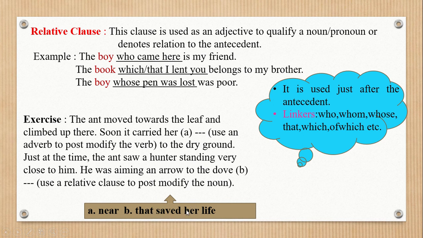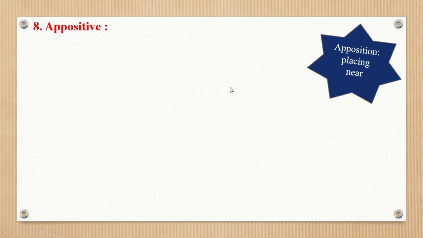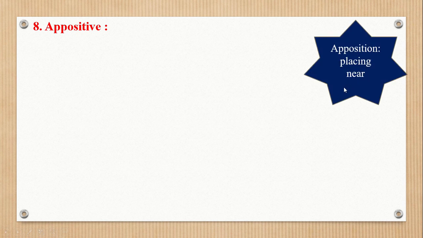It is used just after the word dove, so it's a post modifier here. Now let's see the last one, that is appositive. The word apposition means placing near.